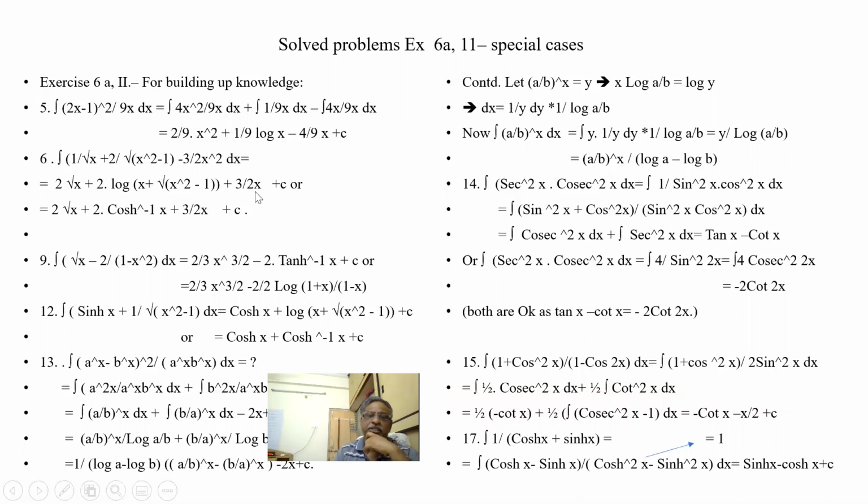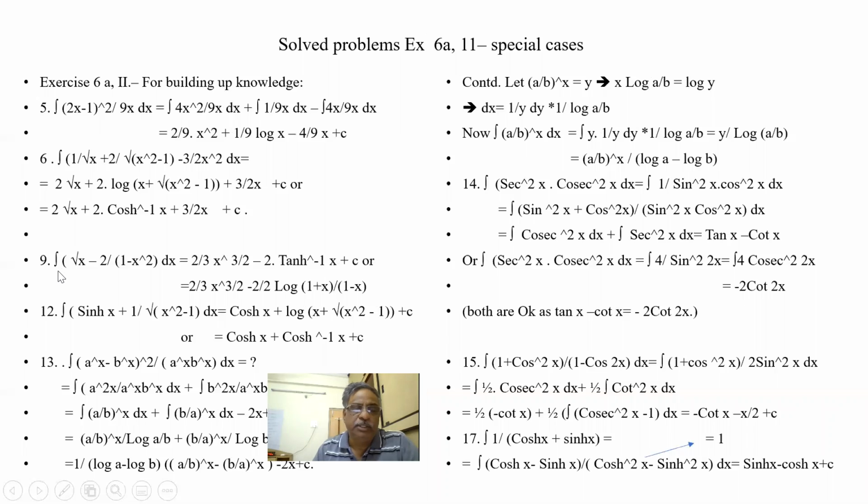See, if I differentiate this 1 by x, how much am I getting? X to the power of minus 1, so minus 1 into x to the power of minus 2, so minus 1 by x square. So minus 1 by x square, when integrated, will become plus 1 by x. So 3 by 2 x plus c. See, this is cos h inverse x. So let us be familiar with both answers: 2 log x plus square root of x square minus 1, or cos h inverse x.